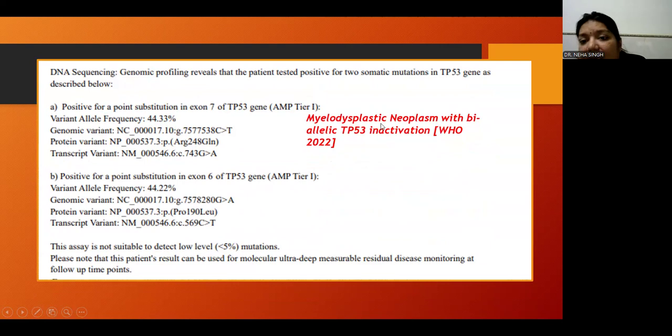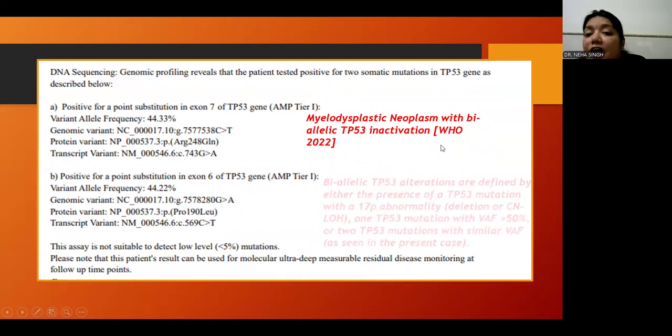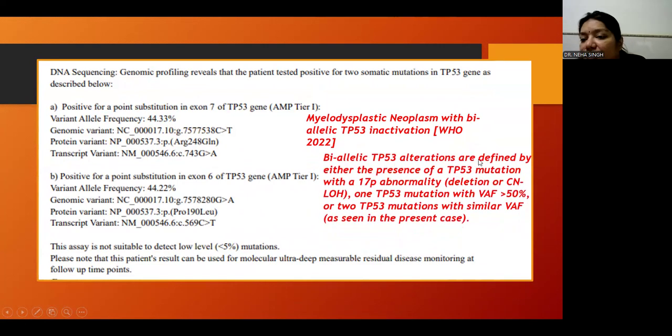So this was labeled as myelodysplastic neoplasm with biallelic TP53 inactivation according to the latest WHO guidelines. And I already told you that this is poor prognosis, a very high risk category. You define biallelic TP53 alteration in 3 scenarios. Either you have 2 TP53 mutations with similar VAF as is present in the present case, or you have 1 TP53 mutation which has a VAF of more than 50%, or you have 1 TP53 mutation along with a 17p abnormality, deletion or copy number loss of heterozygosity.